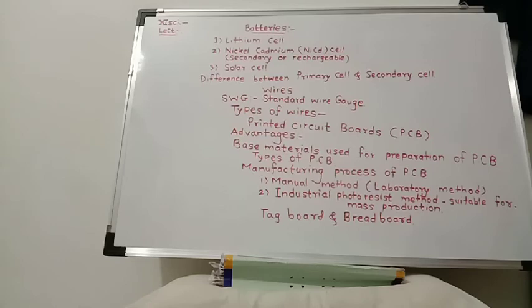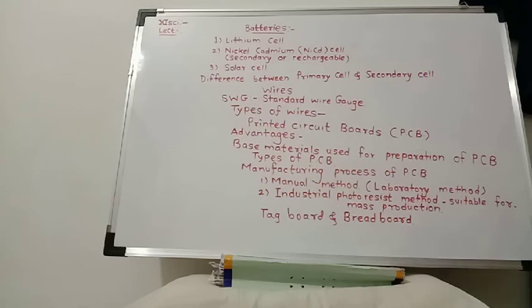PTH are used. Then flexible PCB. These use a special base material, and this base material can be folded. These are used in military and airspace applications and in computers. Flexible PCBs. Now what is the manufacturing process of PCB?